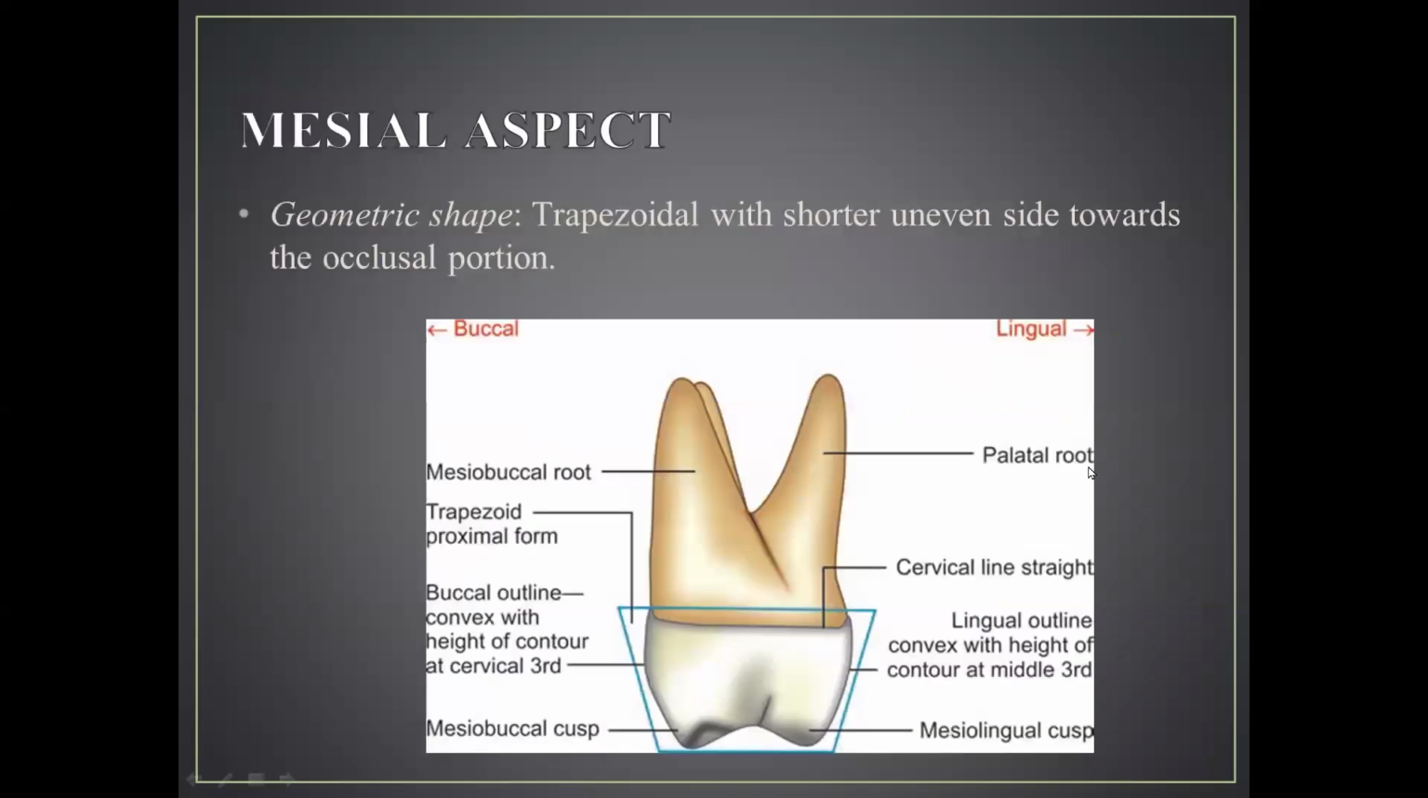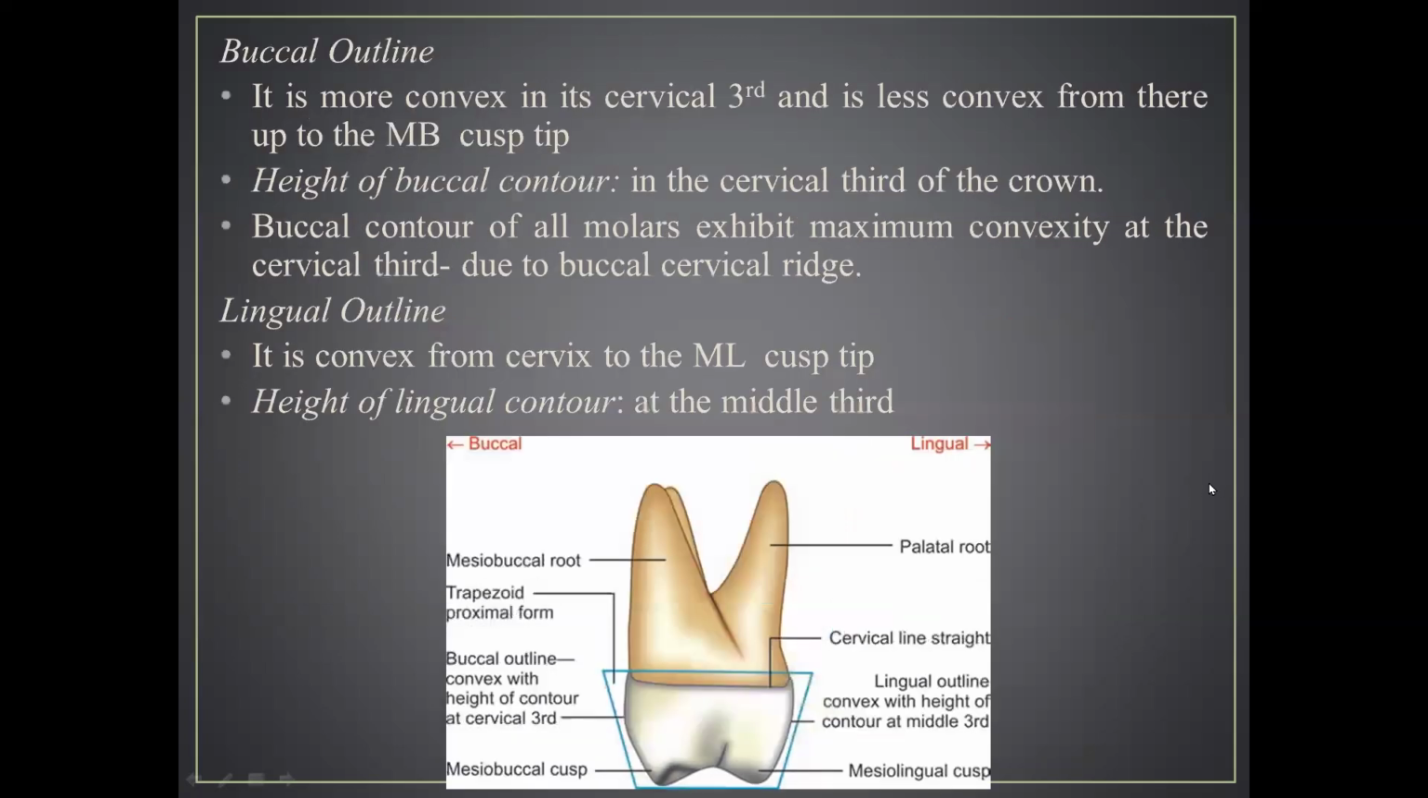Then we can see the maxillary second molar trapezoidal shape. Geometrical shape is again trapezoidal. Shorter side is towards the occlusal portion, as we have already discussed in the maxillary. Then the buccal outline. So this is the buccal outline. It is more convex in its cervical third, and it's less convex from here up to the mesiobuccal cusp. So the buccal contour is in the cervical third of the crown.